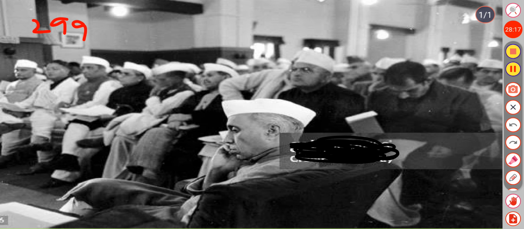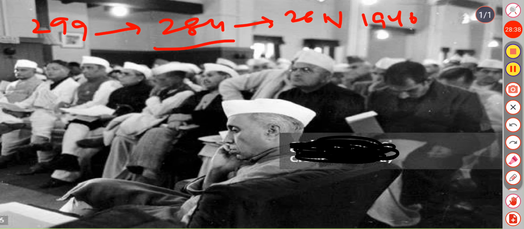Of whom 284 were actually present on 26 November 1946. 284 were present. Right. So this is important for you. And they signed the finally approved Constitution of India.